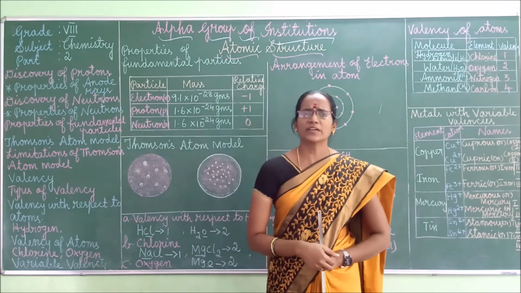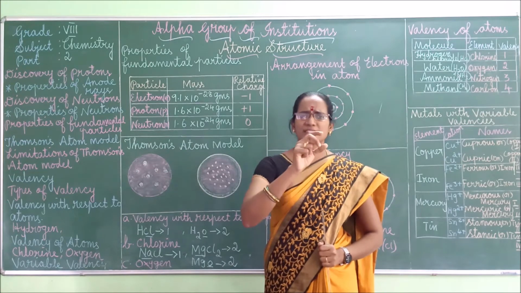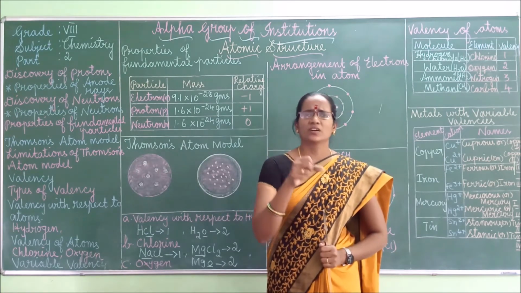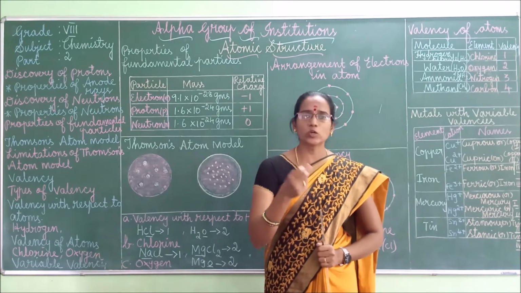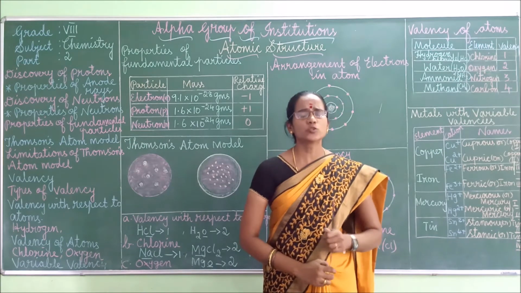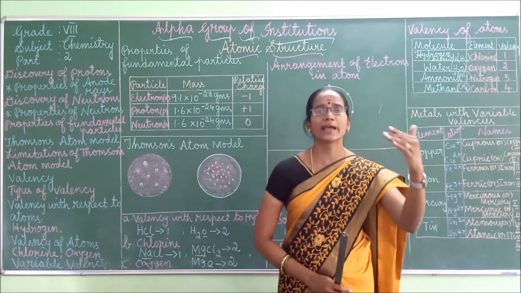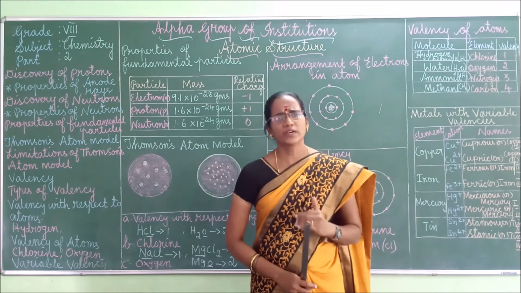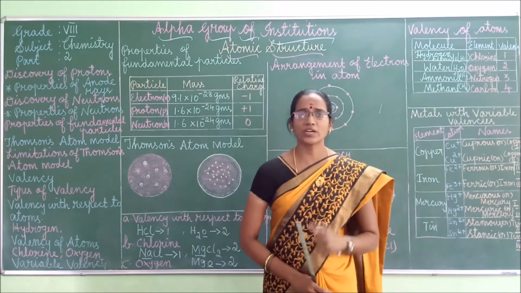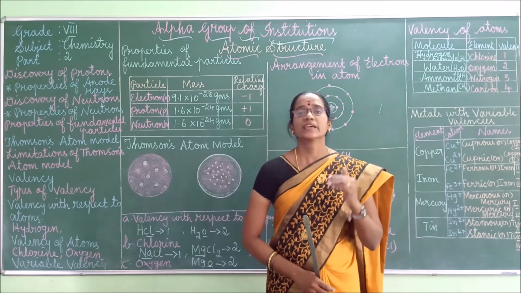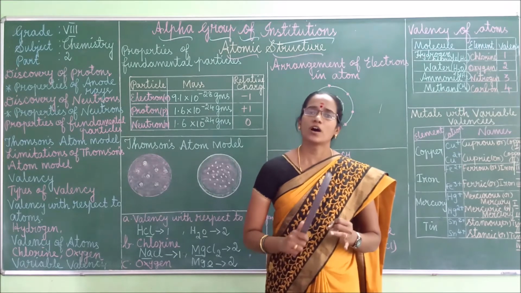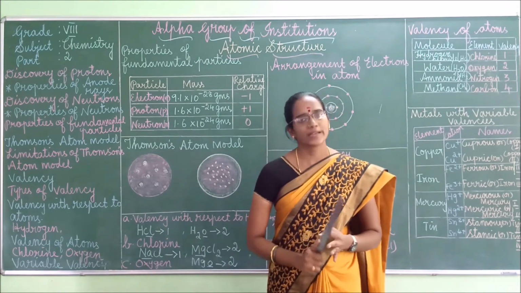He observed a faint, that is a little light colored, luminous red glow which was seen on the wall behind the cathode. Here the rays were traveling in the opposite direction of the cathode. Hence he termed these rays anode rays, or positive rays, or canal rays.